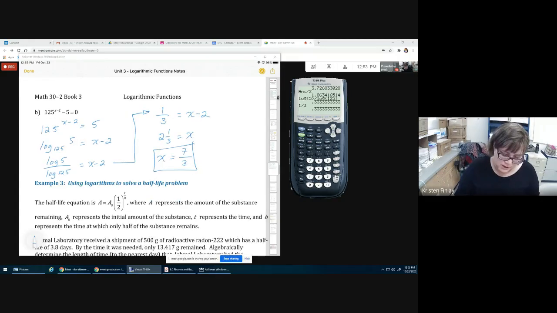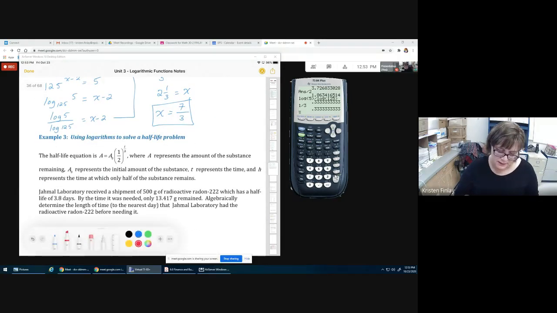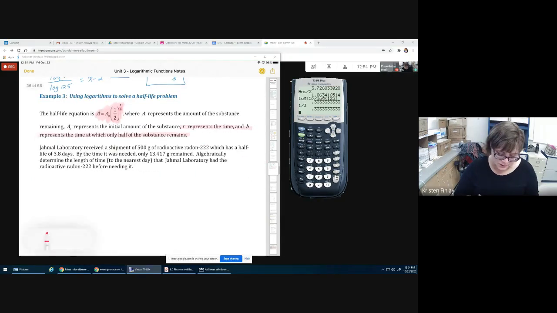Okay. We can use logarithms to solve half-life problems. Half-life equation: A is equal to A prime times 1/2, and the 1/2 represents the fact that we're looking at half of what we had before, to the power of t over h. T represents the time, and h is the time where only half of the substance remains. So we're going to use logarithms to help us solve a half-life question here. Looking at this problem, we started with 500 grams, and when we tested it, we only have 13.417 grams remaining. This is of radon.